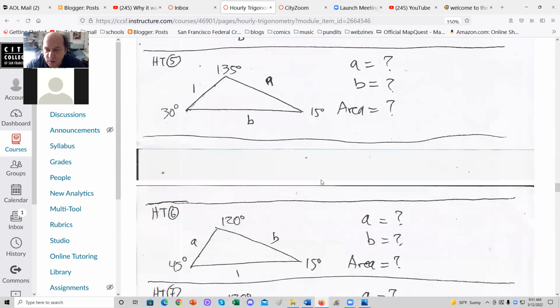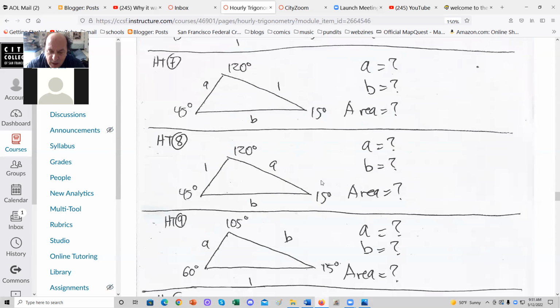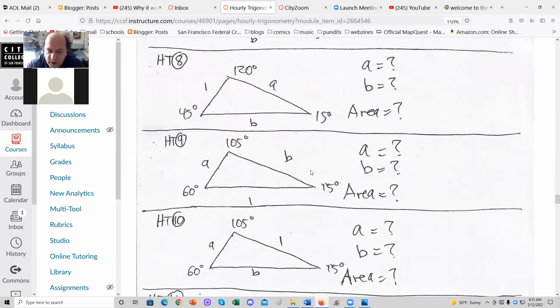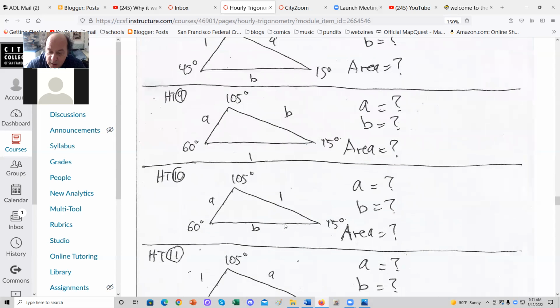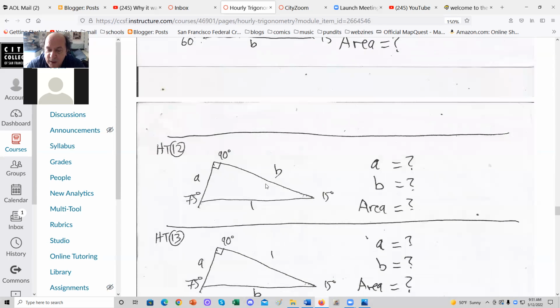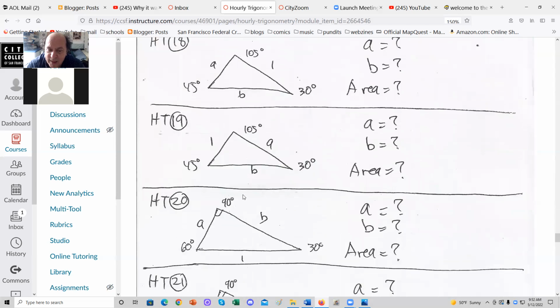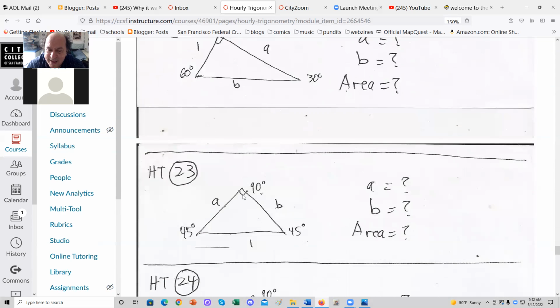So, okay, that's one. Then here's a 45, 15, 120, three variants. And here's a 15, 60, 105. Put one on one of the three sides, here or here or here, and find the other sides and the area. And so on. 15, 75, 90, one on the long side, find the other sides and the area, and so on.